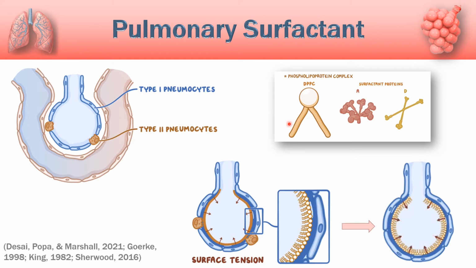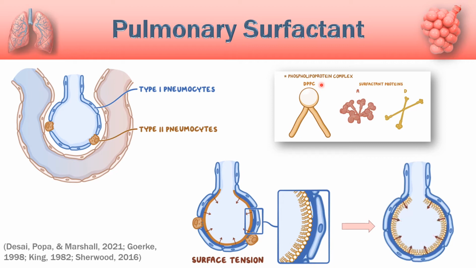Pulmonary surfactant is actually a phospholipid protein. So direct your attention here. It's actually a phospholipid protein complex consisting mainly of a compound called DPPC. And I'm not even going to try to enunciate that. That'll be your challenge for after this presentation. Go ahead and look that up and then try to enunciate that.